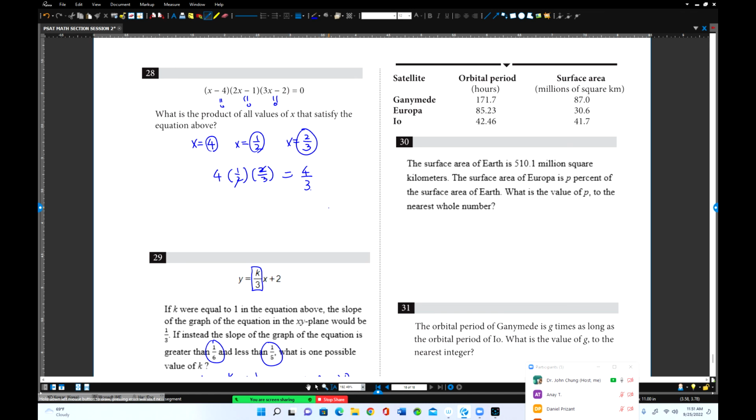Number 38. So we have satellites, Ganymede, Europa and Io. I don't know what that means. So that is the hour. That's the surface area. The surface area also is about 1.1 million square meters.